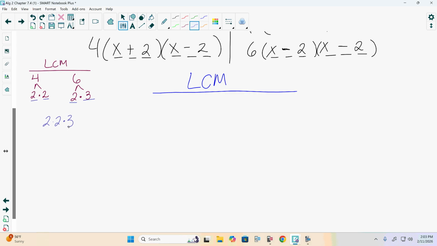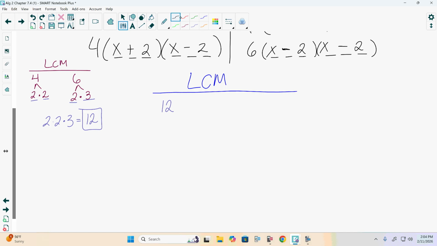2 times 2 is 4, and 4 times 3 is 12. So the first number that we can turn both 4 and 6 into, the least common multiple, is 12. Now, for the most part, doing the multiples 4, 8, 12, 16 wouldn't be too bad. 6, 12, we get there pretty quick. Unlike the last one, where it took us to 180, we had to go 20 terms out for 9. That would take us a lot longer. Here, we can get there.